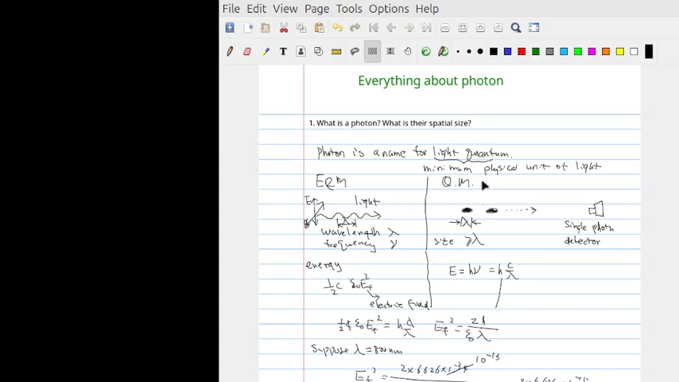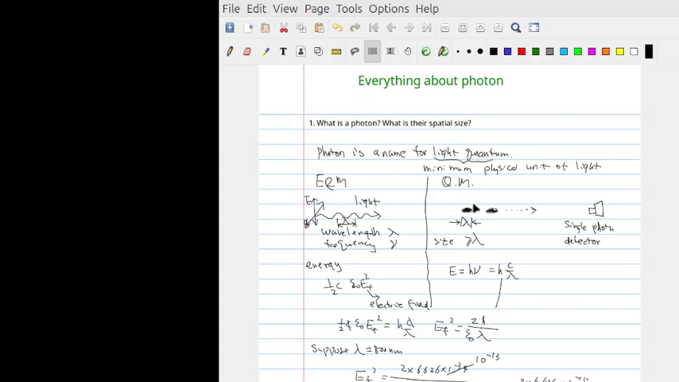Now in quantum mechanics, we quantize the light wave in terms of particles. The little dots here represent the photons. And nowadays we can detect single photons with a single photon detector like this one on the right. The size of a photon depends on how large the wavelength is. Usually the wavelength is considered the size of the photon.